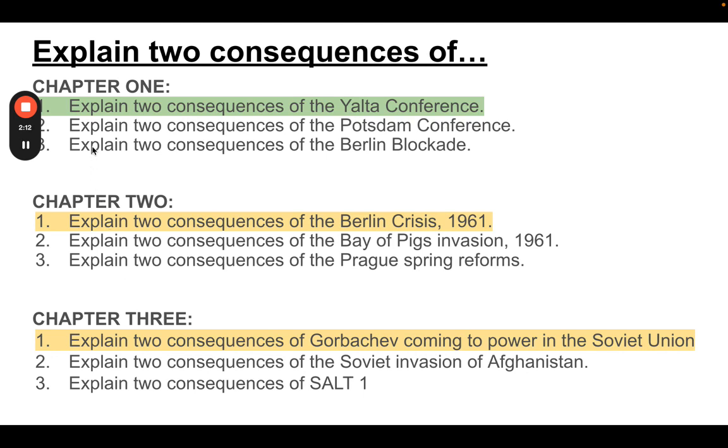And these have been broken down into the 3 chapters. So we have the origin of the Cold War and 2 questions relating to this. Chapter 2 being the crises within the Cold War, and then 3 questions relating to this. And then Chapter 3 being the end of the Cold War, and then 3 questions relating to that.